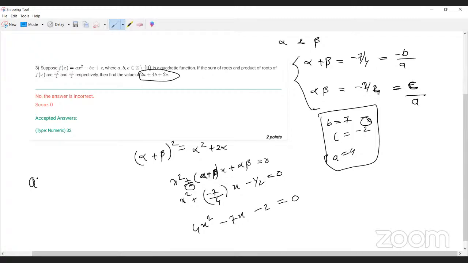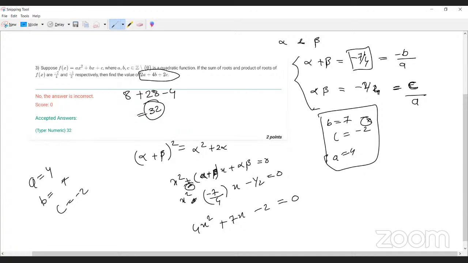Here A equals 1, B equals minus sum of roots, which is 7, and C equals product of roots, which is minus 2. So B equals 7 and C equals minus 2. If we put the same here, what will you get? 7 into 4 is 28, 8 plus 28 minus 4. The answer will be the same, sir. So 32.